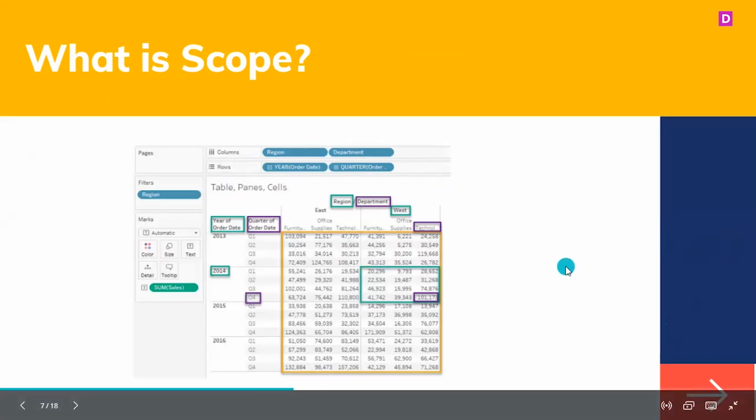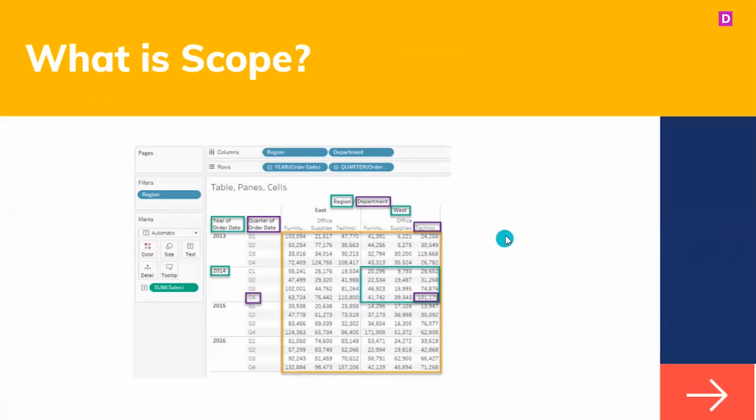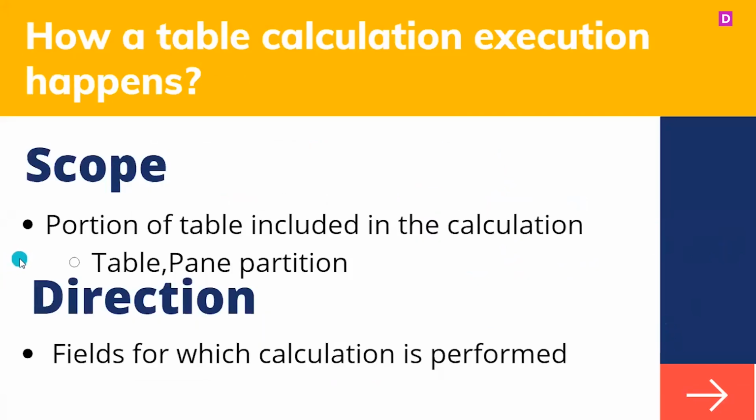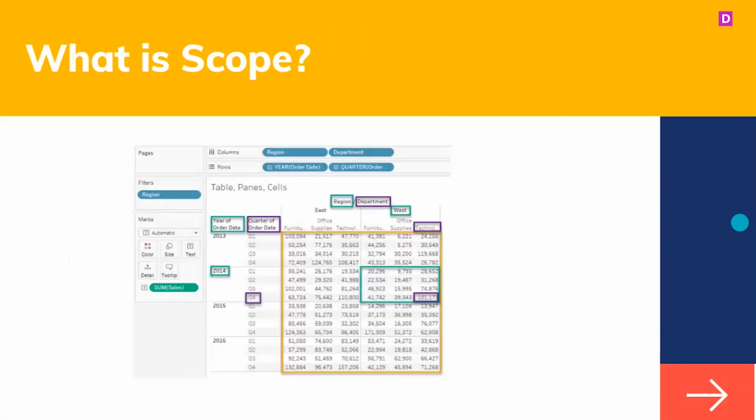In this snippet, you are able to see some things in my column shelf and some things in my row shelf. We do not have to worry about what is there. What we are trying to understand right now is the meaning of a scope. The definition of a scope is which portion of a table could be used for the calculation, should be included in the calculation.